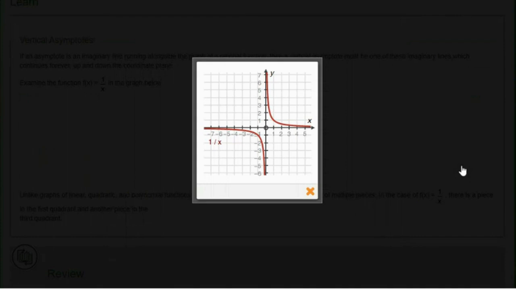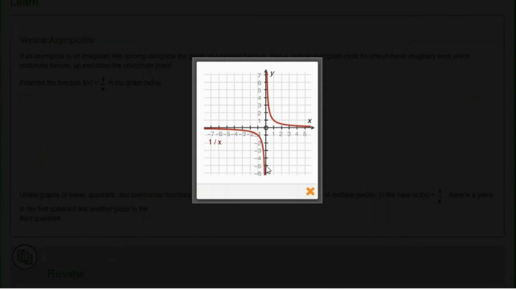When we graph quadratic equations, it's a parabola and it's all connected. It's all one piece. Lines are all connected. A lot of things that we graph are all just one piece. They may make a lot of funny shapes, but there's just one piece to them. Rational functions can have many, many pieces, sometimes 2, sometimes more.